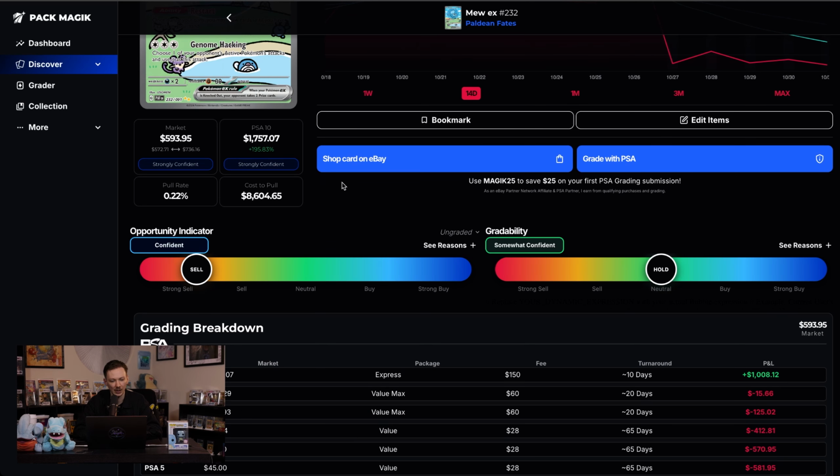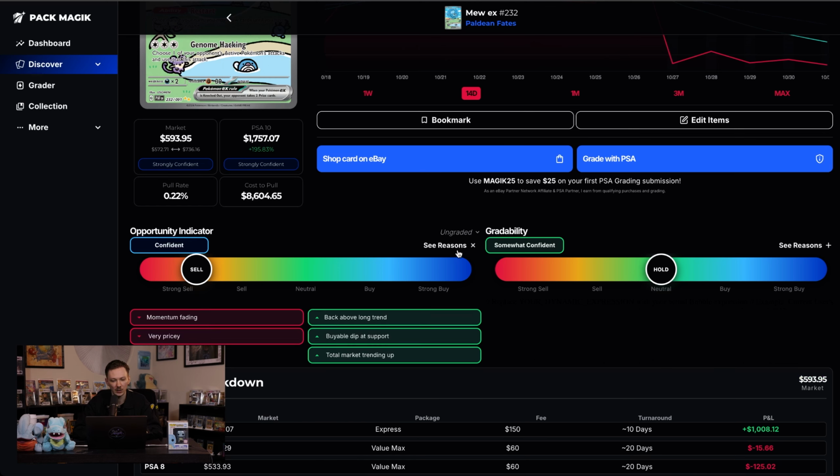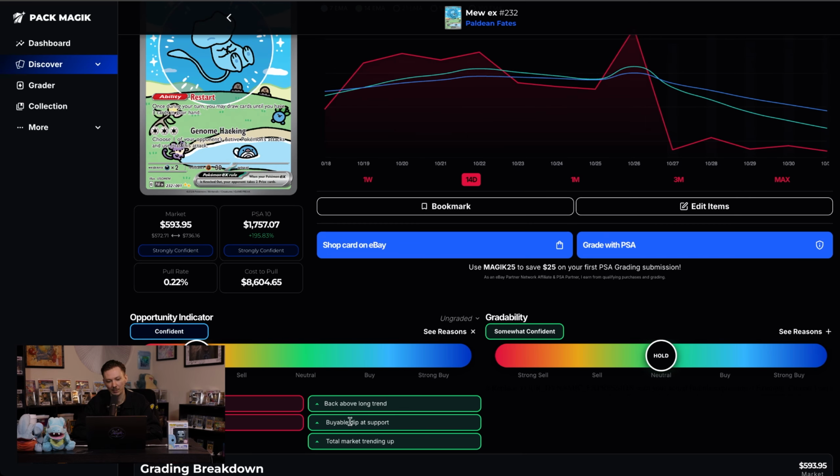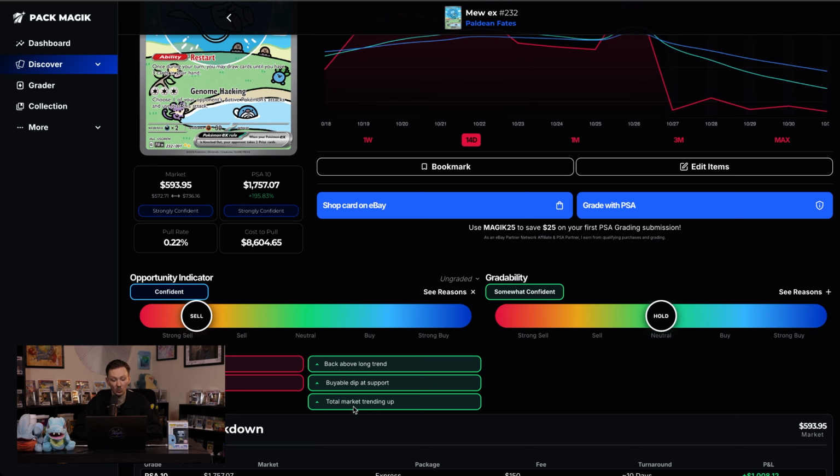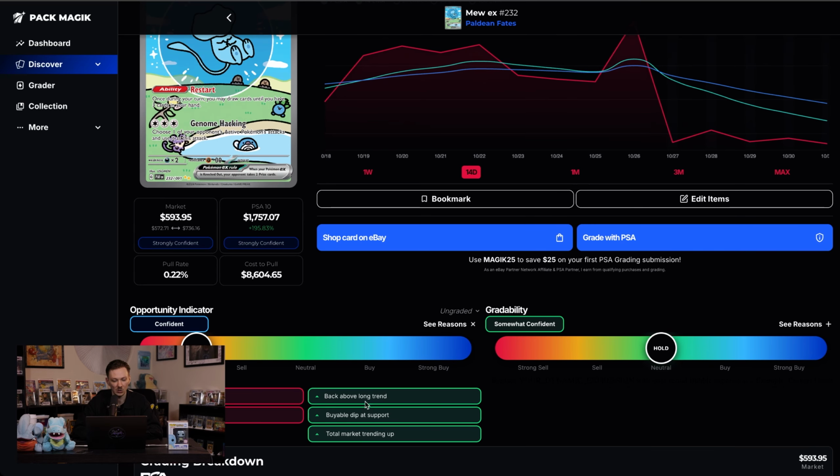If I'm looking at the buying and selling indicators, the opportunity indicators, you can see a confidence threshold as before, and you can see the reasons here. The momentum is fading. It's very pricey, but this could be a dip. It could just be like a buyable dip. It's above some long trend lines. The total market is trending up. So those are the reasons to buy it. These are the reasons to sell it. But apparently these reasons to sell it are outweighing these reasons to maybe buy it.